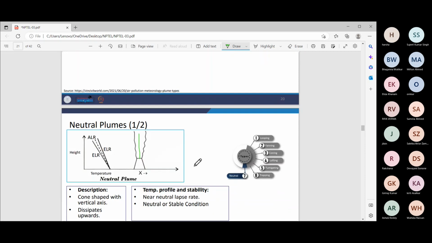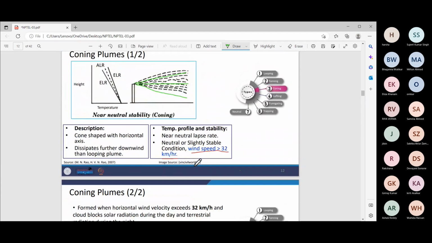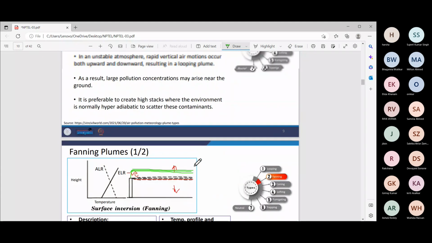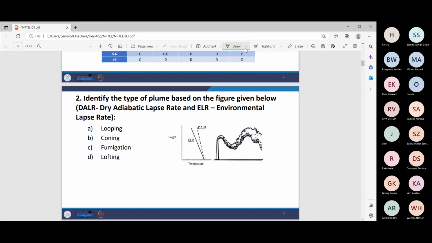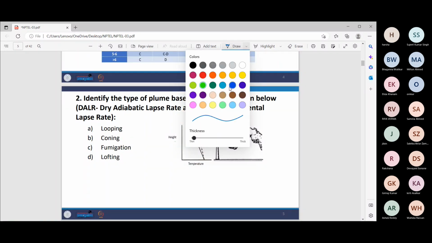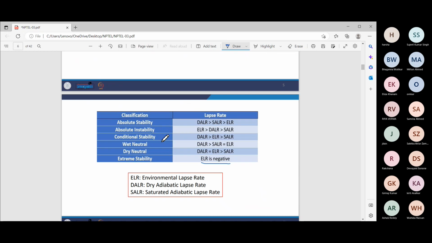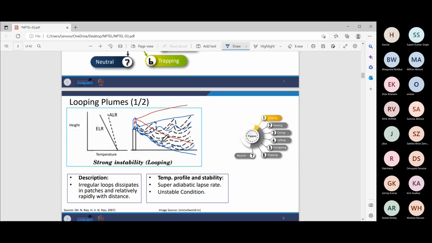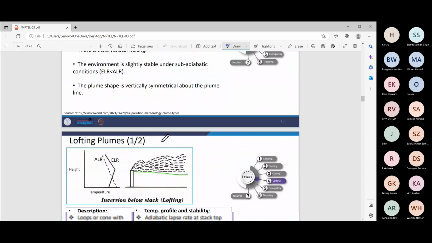So, for the question, I think I haven't marked this. So, in this kind of environment, we'll be having a looping plume. Now, for the next question.